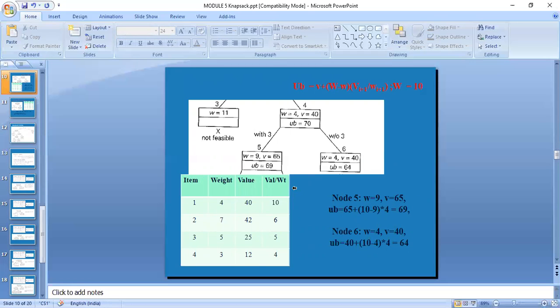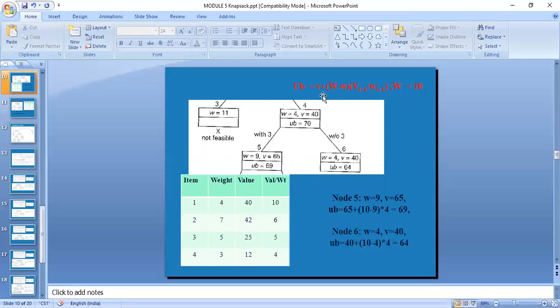Now when you say node number 4, we are going with 2 children: with 3, without 3. We get 2 nodes, node number 5 and node number 6. Node number 5, if you see, we are going to include the third item. In the parent node, what is the weight already? Weight is 4. So 4 plus the weight of the third item, which is 5. So 4 plus 5, we have got 9.